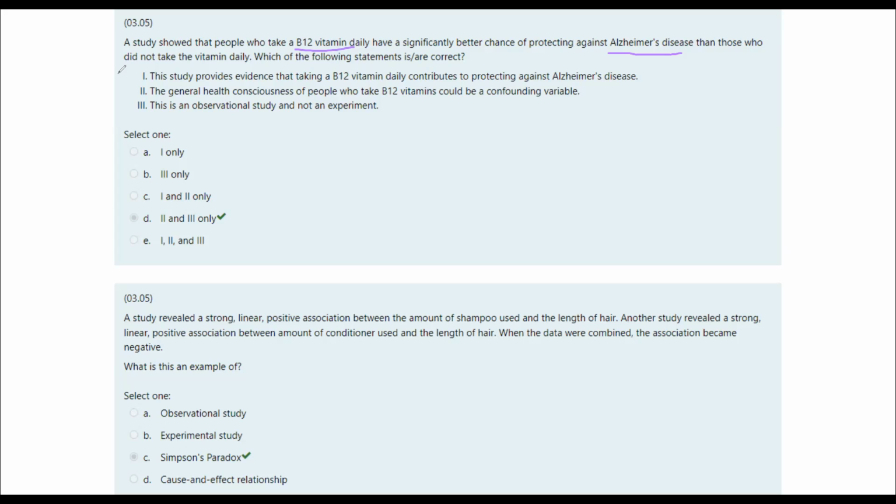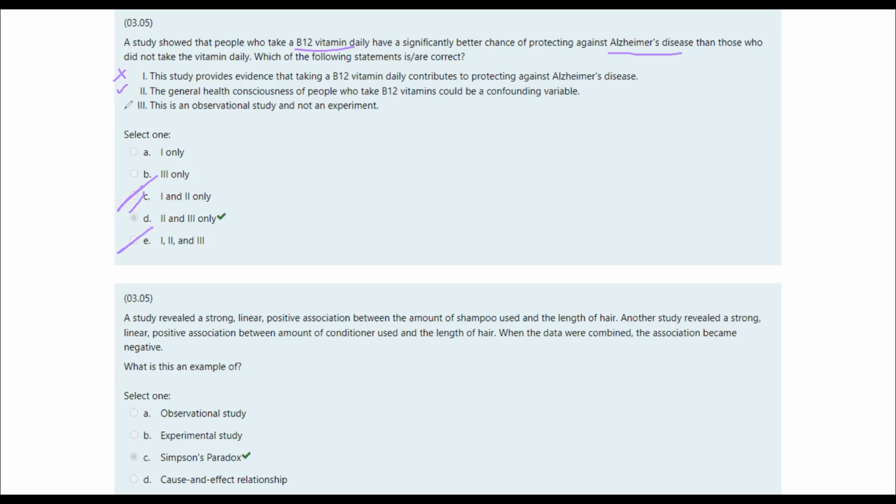Statement 1: This study provides evidence that taking B12 vitamin contributes to protecting against Alzheimer's disease. That's another one of those things. Correlation does not mean causation. Did they do an experiment? No, so you can't say that. Only if they did an experiment could you say that. Statement 2: The general health consciousness of people could be a confounding variable. It very well could be. That's another reason why 1 is not right. So those contradict each other. We know that anything that has 1 and 2 couldn't be right because they completely contradict each other.